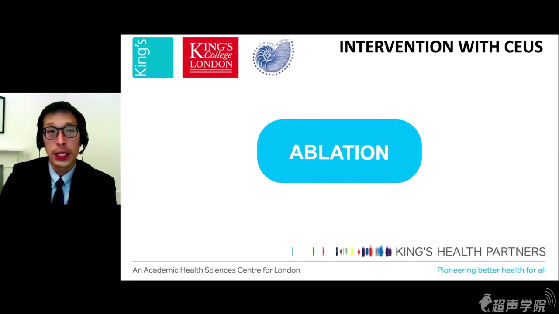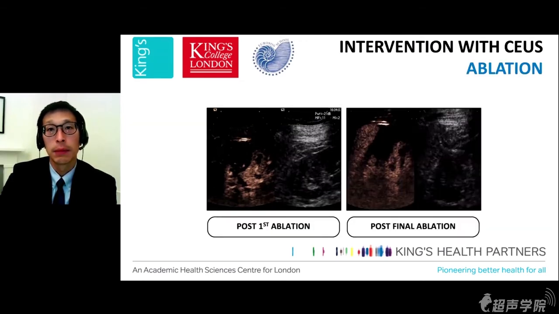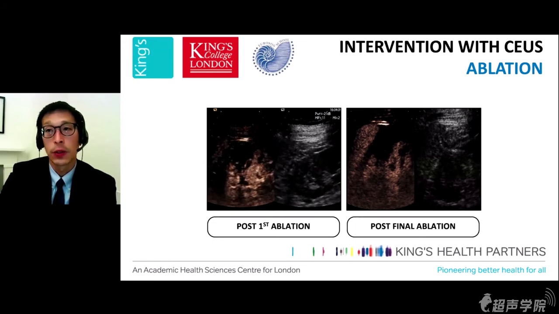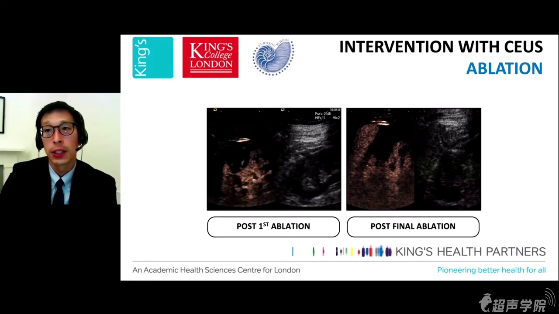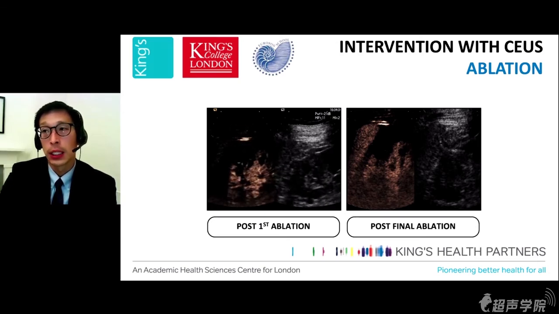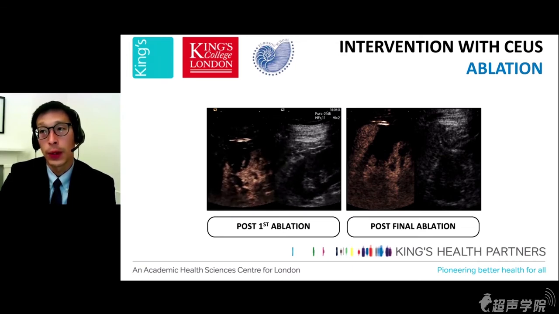Another application for contrast-enhanced ultrasound for interventions is in thermal ablation procedures for tumors. This applies to both hyperthermal ablation and hypothermal ablation, particularly in the kidney. Here we have an example of renal cell carcinoma ablation, and after the first ablation, you can see on the images here, there's residual vascularization within the tumor. So the operator knows that there's a need for additional ablation, which then obliterated all the vascularization within the residual lesion.